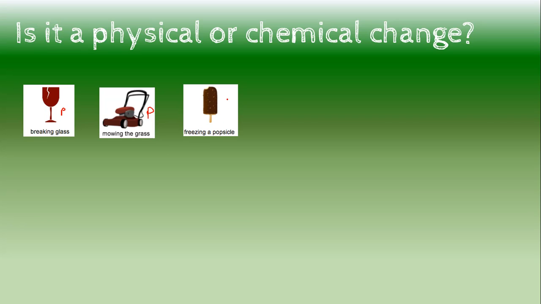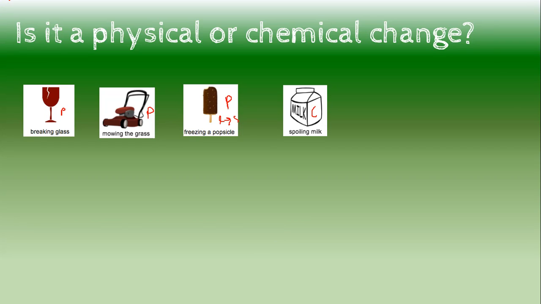Freezing a popsicle is still physical. You're just going from a liquid to a solid, which is a phase change. Spoiling milk. Yo, this is chemical. Why is it chemical? Because it stinks. And it also gets more of those solid chunkies in there. Oh, I'm feeling sick thinking about it.